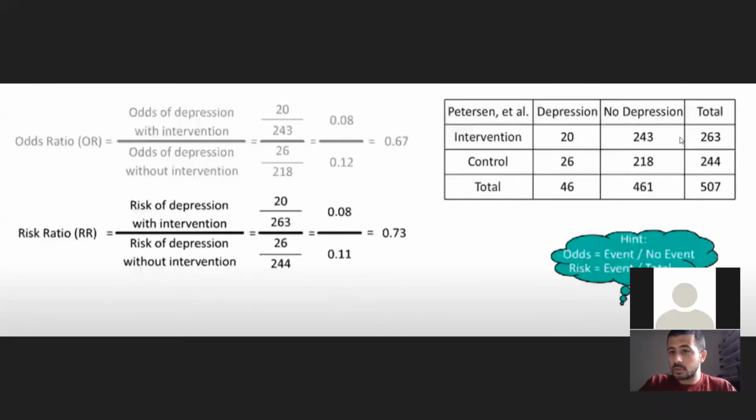Otherwise, I will use just the probability in here and the probability in here, and I will tell you that this is an odds ratio. Is that clear? Yes. Okay, perfect.